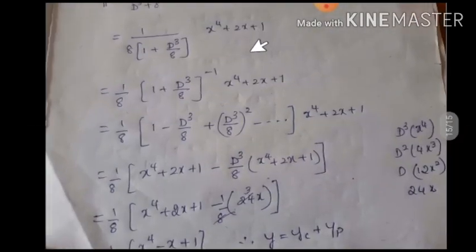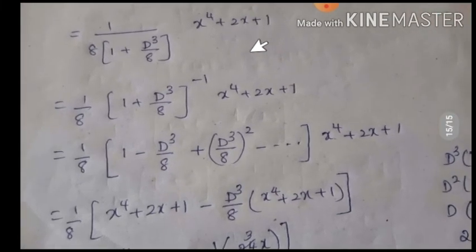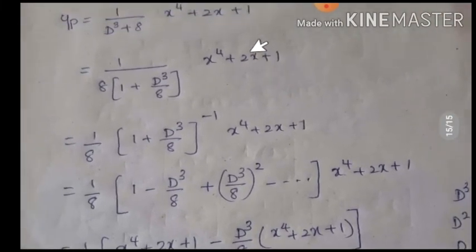Now the particular integral: 1 by f of D and the given polynomial. Here take the constant common, so you will get 1 plus D cube by 8. So x is here nothing but D cube by 8. Write 1 by this term in the numerator, taking it as inverse of that, minus 1. So 1 plus x whole to the power of minus 1, expand it using that formula, 1 minus x plus x square plus etc.